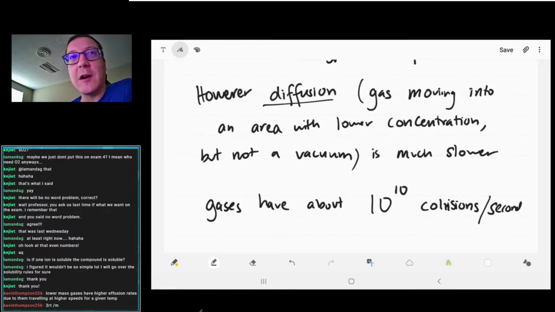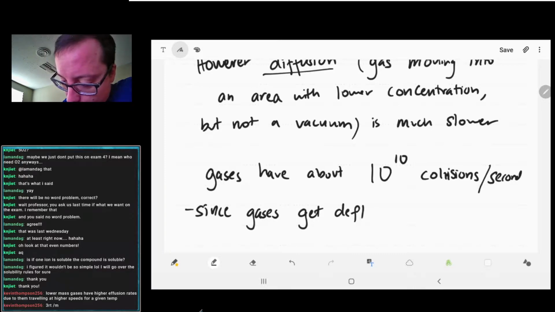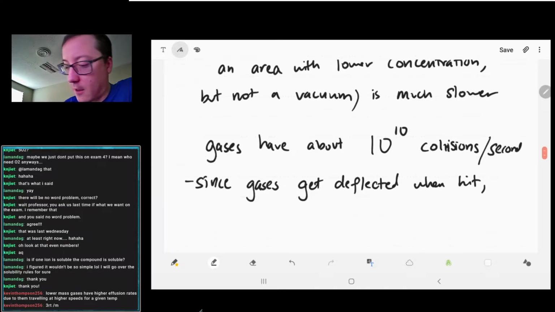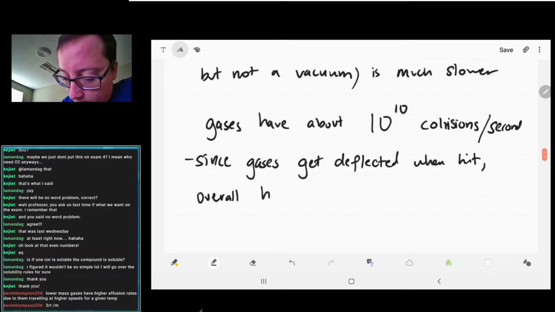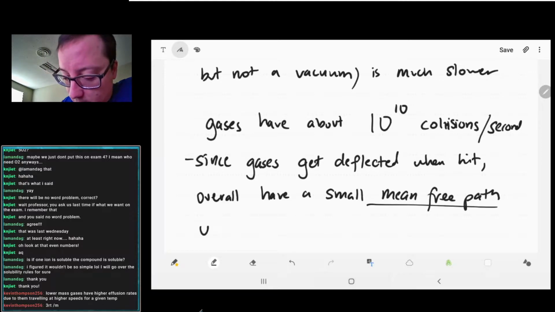So these gases are constantly bonking into each other all the time. They're traveling very, very quickly. And as you can imagine, the more of them there are, the more often they're going to bonk into each other. Since these gases get deflected when hit, they overall have a small mean free path when diffusing.